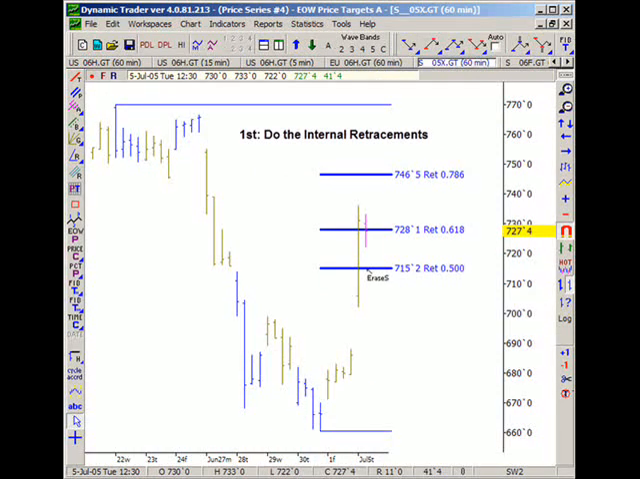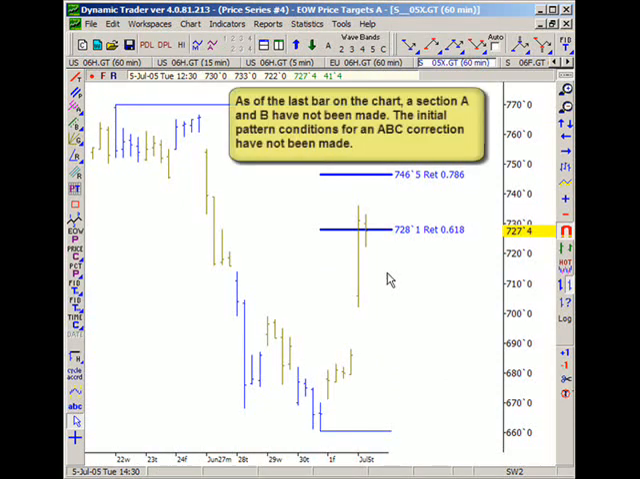Now, as of the last bar in this chart, we had a big gap up, and we've already come to the 62% retracement. Well, to identify a potential ABC retracement with the end of wave C targets, we need a wave A or section A and a wave B or section B. And even though this market is approaching the 62% retracement, which is typically the maximum retracement for a correction, we don't have any well-defined sections A and B which to use to make our alternate price projections and our external retracements.